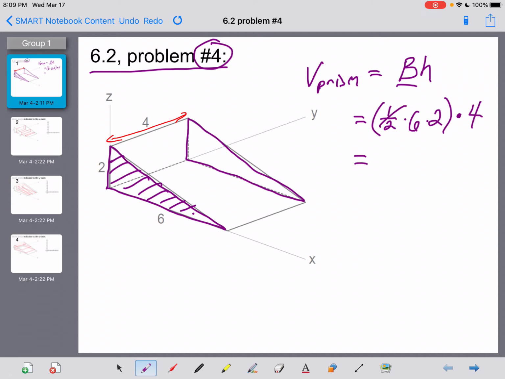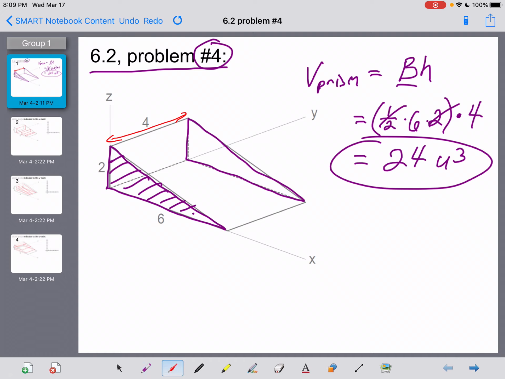So what happens here, guys? The 1/2 and the 2 cancel out, and ta-da! 24 cubic units is the volume of that figure. Okay, look, that's the answer. And we got it doing geometry, and guess what? It's right. We're now going to do it using calculus.